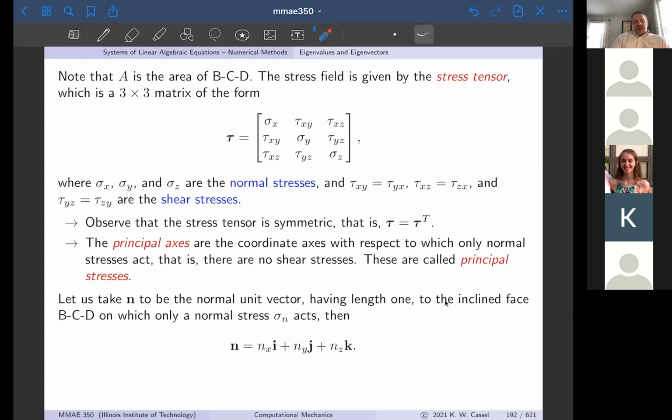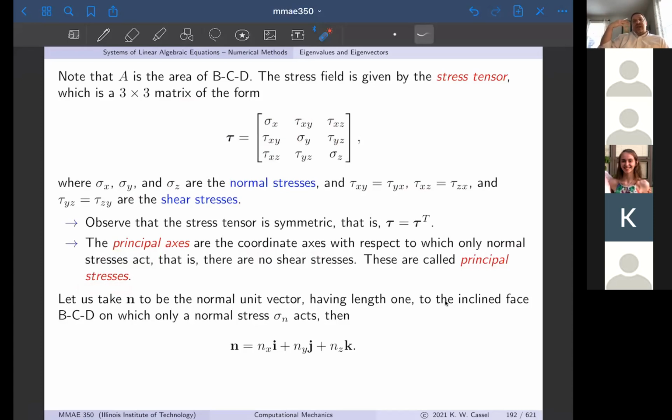Turns out that the principal axes, so those are directions, the principal axes are the coordinate axes with respect to which we only have normal stresses, no shear stresses. Okay, the principal stresses are the eigenvalues. It's those normal stresses, the value of the normal stresses. So this is where the physics and the mathematics get coupled together in such a way that we can learn something about the physics from the mathematics, and it helps us better understand the mathematics as we look at the physics as well. All right, so we want to formulate this.